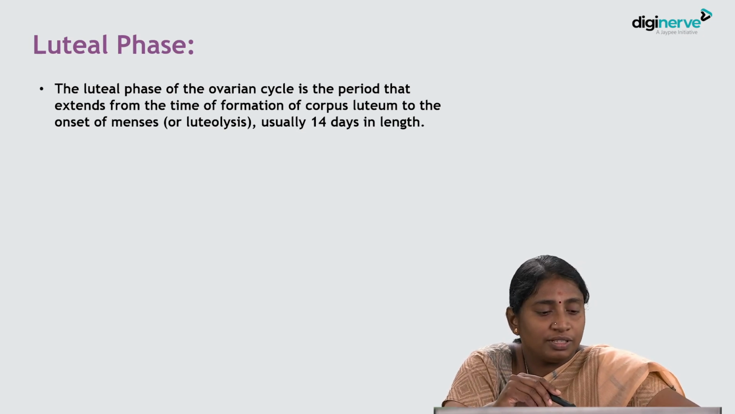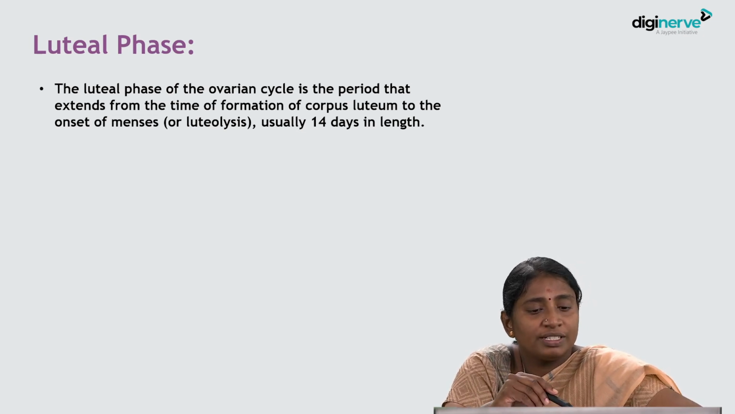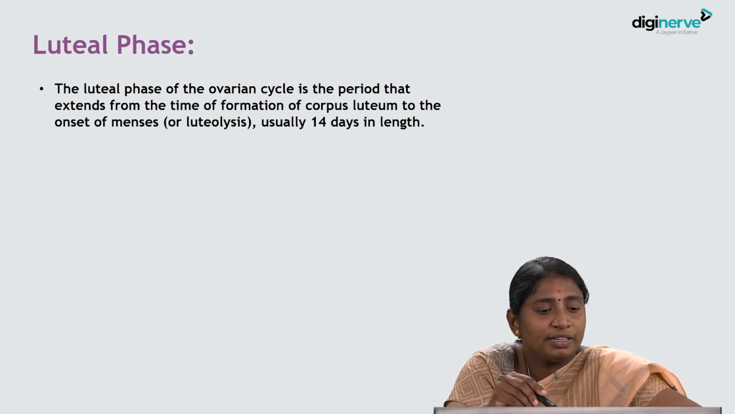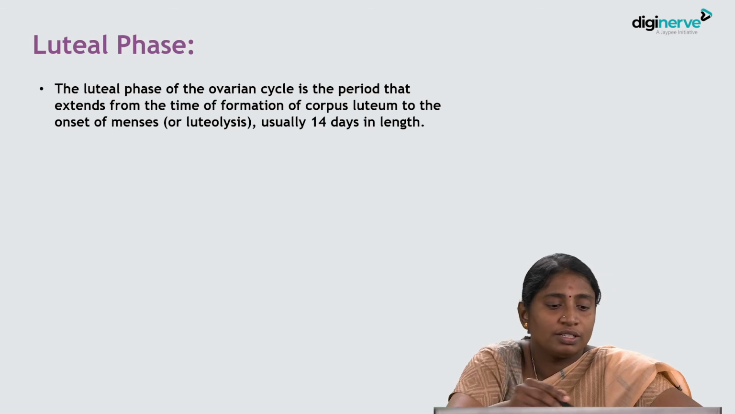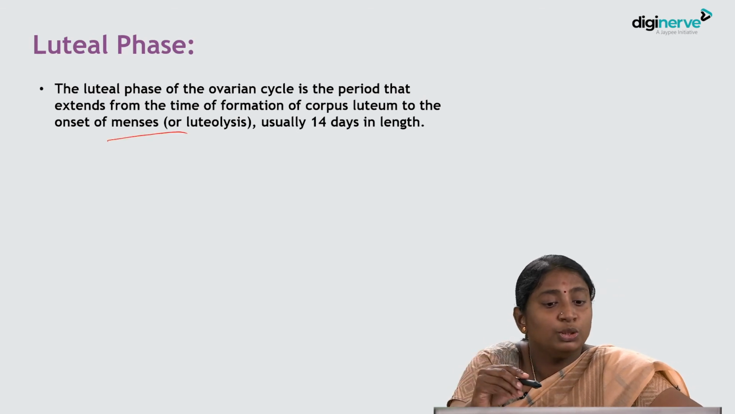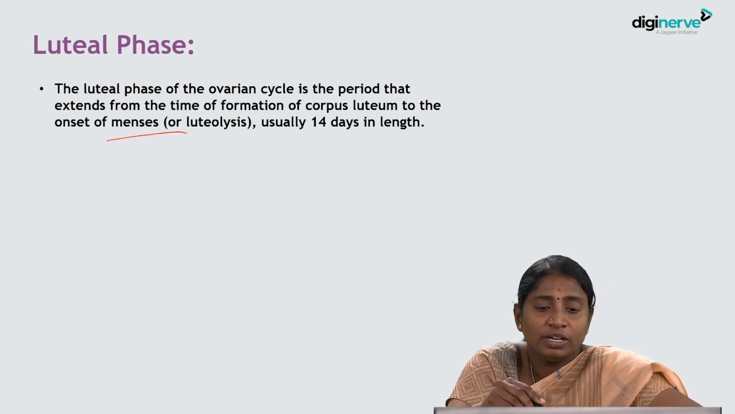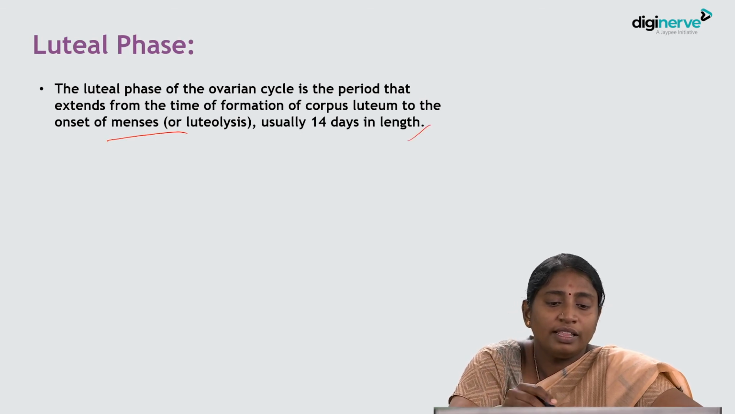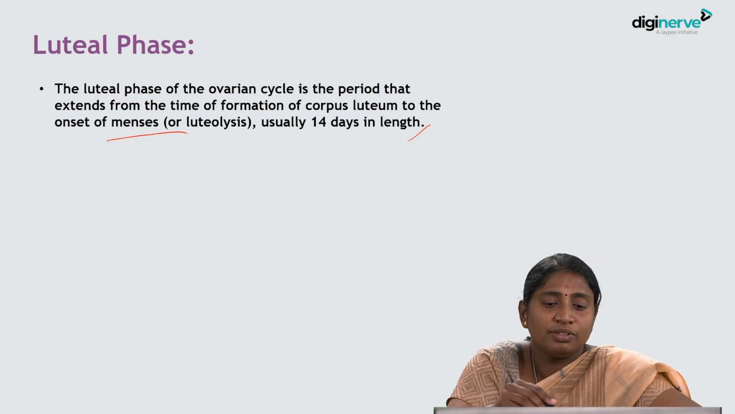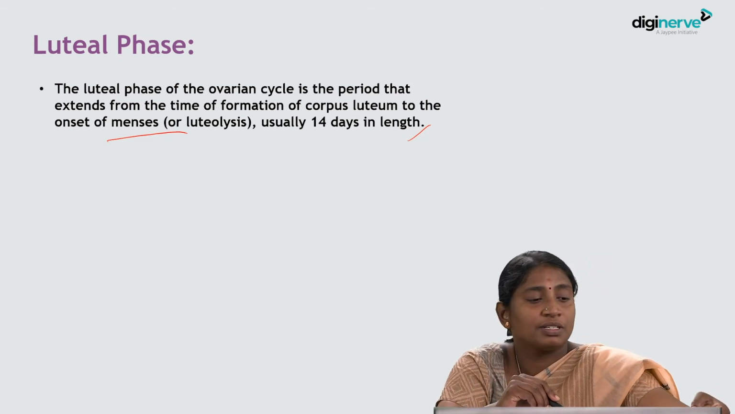Next is our luteal phase. The luteal phase of the ovarian cycle is the period that extends from the time of formation of the corpus luteum to the onset of the menses, or luteolysis. Usually it is 14 days in length. The length of the luteal phase of the menstrual cycle remains constant.